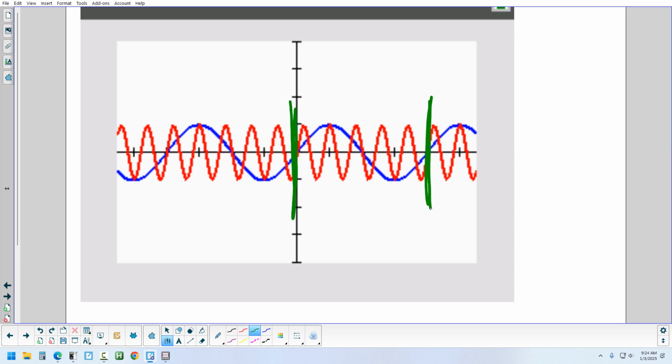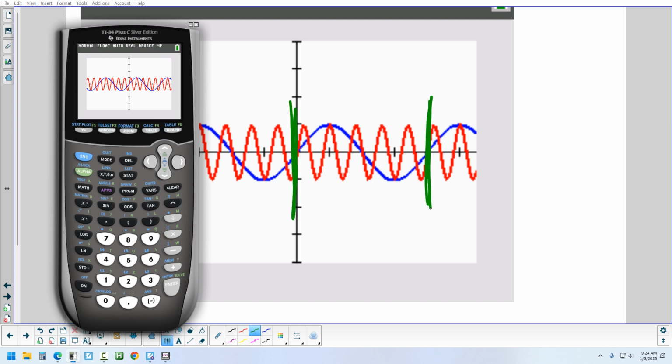That's the original. Now count how many cycles you have of the red one. 1, 2, 3, 4, 5. So you're now getting 5 times as many cycles in the same space, which means the period length is 1/5 of 2 pi. If you wanted to stretch it, you would have to do a number that's not a 5.